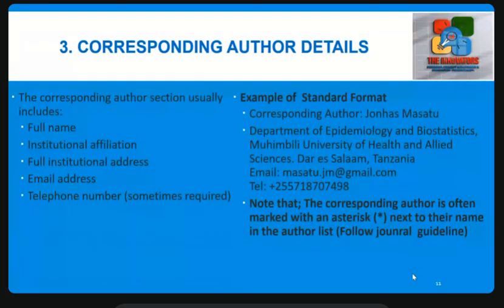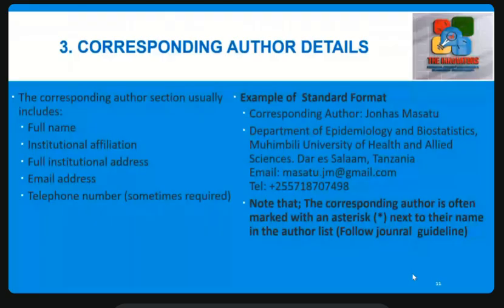Also, the corresponding author detail. This is the third part of a good abstract for scientific publication. Who is the corresponding author? A corresponding author is the person who is the first writer of the work and will be contacted on each and everything related to the journal, the manuscript, or the paper after publication.